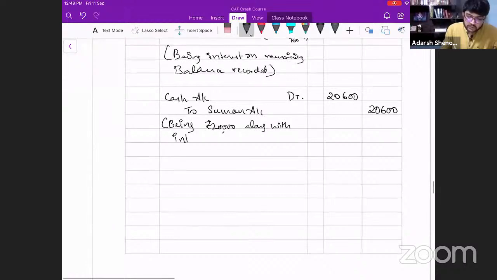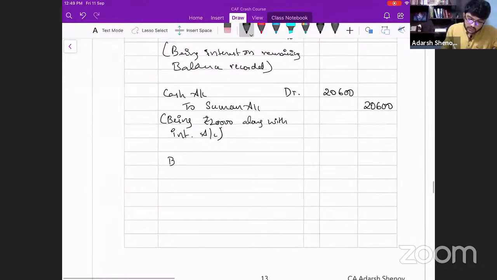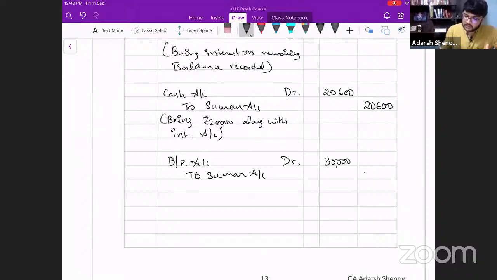We have a new bill coming in, right? What is the entry when there's a new bill? Bill receivable account is debited to Suman's account. How much is the value of the new bill? 30,000 is the value of the new bill.